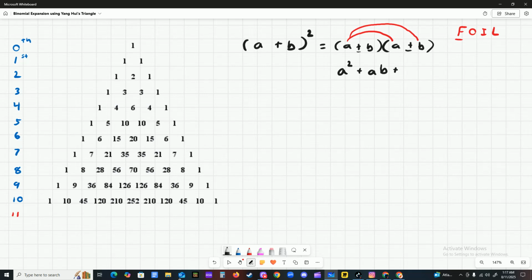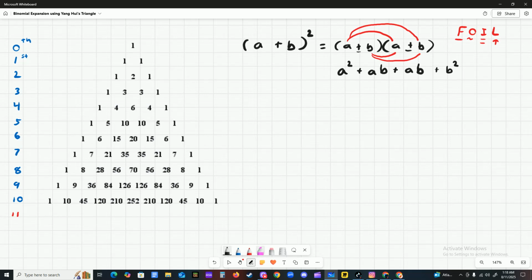Plus the next term, I stands for inner. So our inner terms are b and a, which is the same thing as ab. So b times a is the same thing as a times b, so we get ab again. Okay? Multiplication is commutative. You can swap the order. And L means last. So b times b is b squared. How is this related to the triangle?